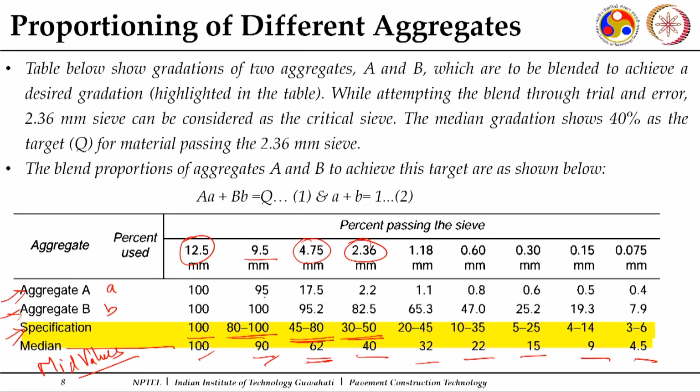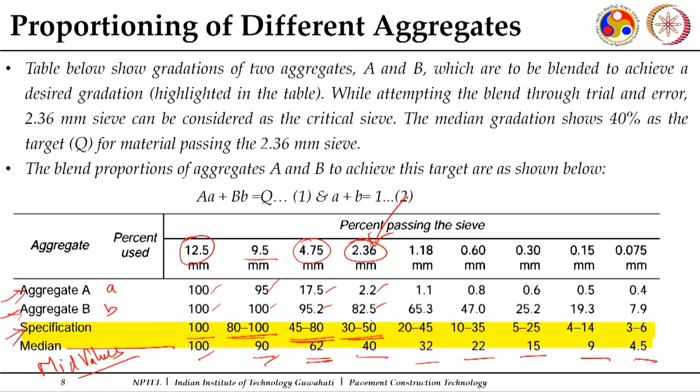Here you will see both of these materials are 100% passing, here 95 and 100% passing. So here also more or less similar. Here it is 17% passing and 95% passing, a good difference. When it comes to this particular part, this gets significantly reduced, only 2% is passing, here more than 80% is passing. So this is one important sieve.